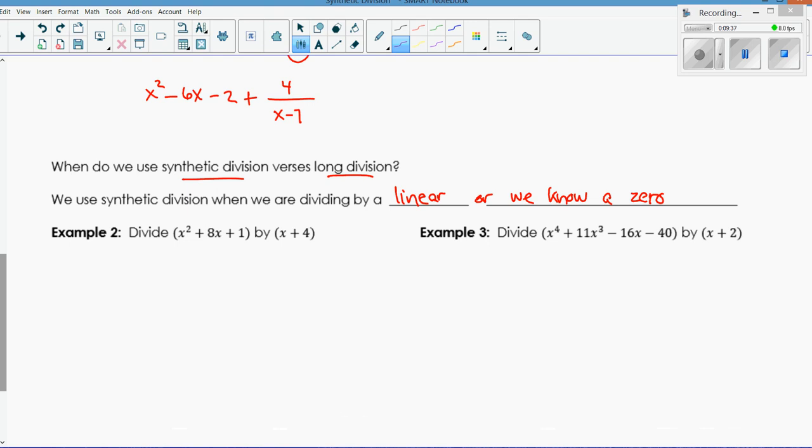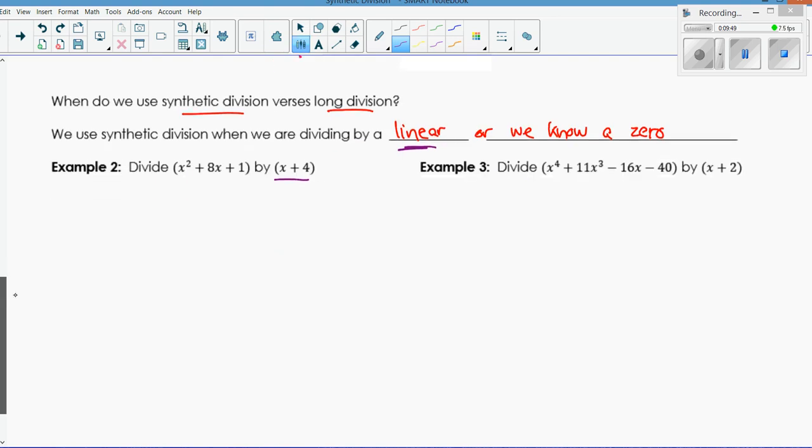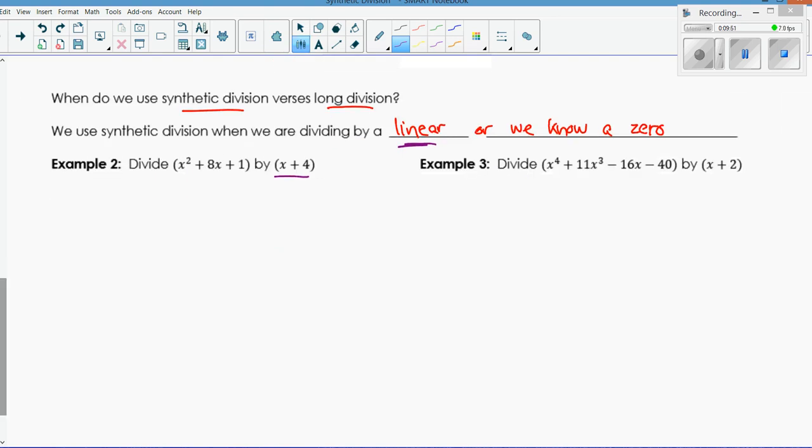Alright, so each time we start a problem, we want to make sure that we're looking for a linear, or we tell you that your solution is like x equals 3, or x equals negative 8, something like that. Okay? In this one, we're dividing by a linear, so we can use synthetic division. So we want to start by first saying that x plus 4 means that I'm going to have a negative 4 in this box. If I were to solve, it would be negative 4. I look at my coefficients. I have a 1, I have an 8, and I have a 1. Draw my line. Really bad line, sorry.